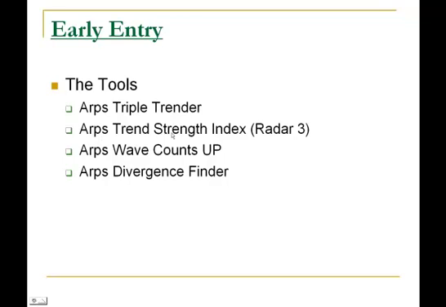We can combine that with the Radar 3 Trend Strength tool, which I talked to you about earlier. And we have some wave count tools, which I'll show you, which also help us orient our entry opportunities to the earlier wave counts to help identify the earliest possible entry opportunities. And we can, of course, use the Divergence Finder in conjunction with these other tools to help us identify the earliest possible opportunities to get into a trend.